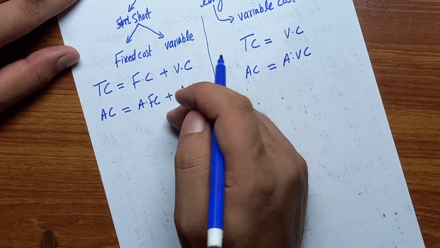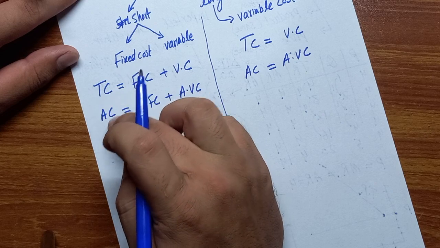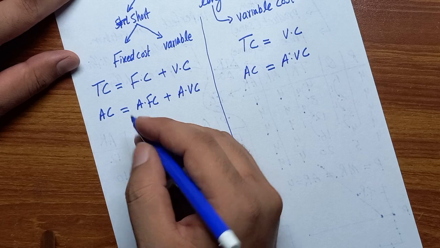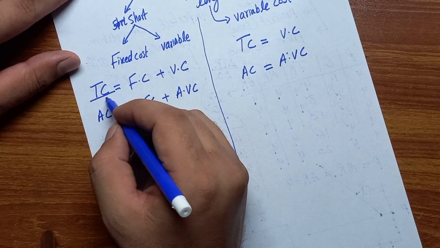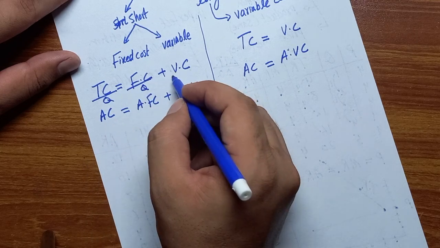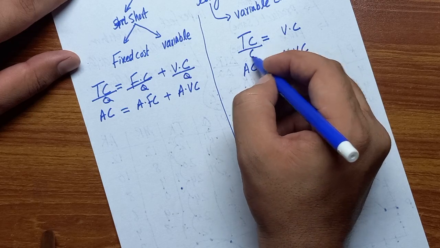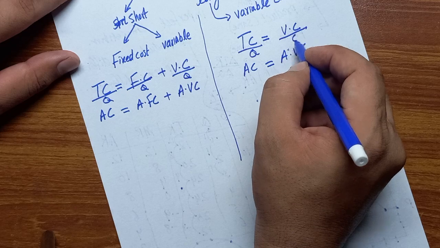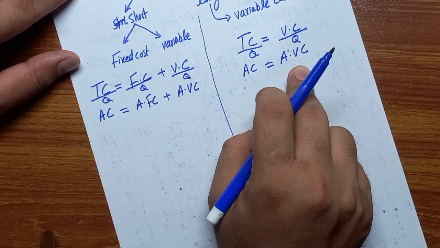So how can we find the average cost from the total cost? It's simple. The total cost will be divided by Q, and the variable cost divided by Q. We will get the average cost.